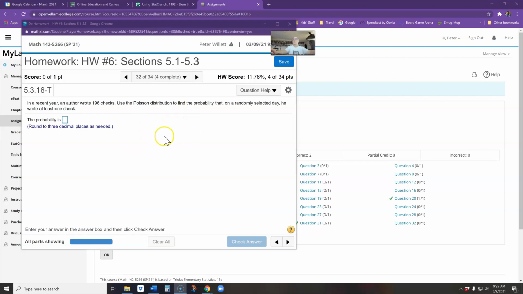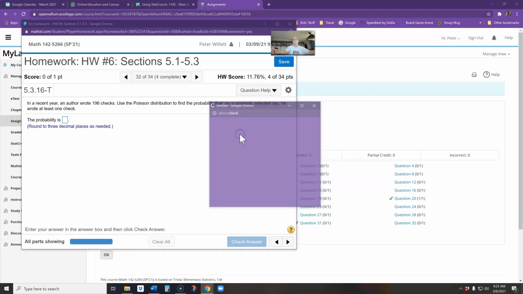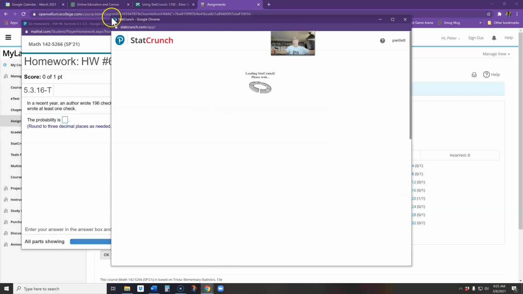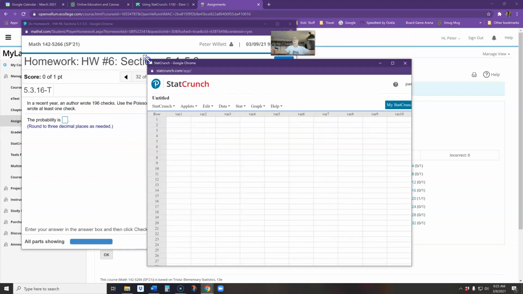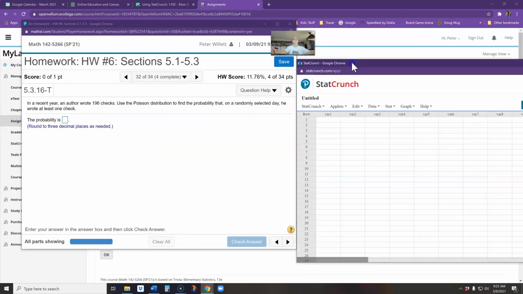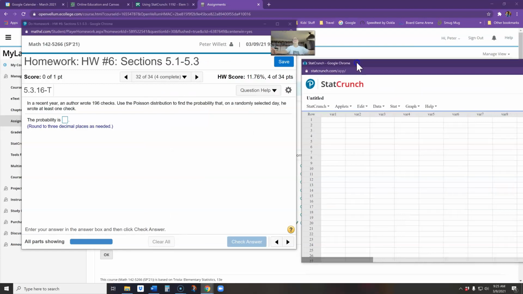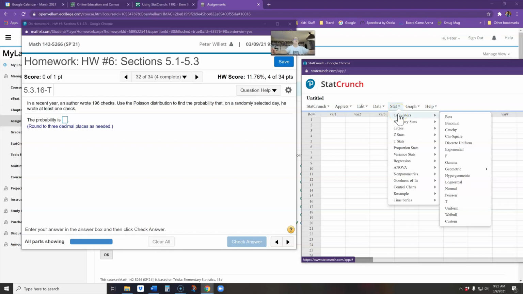Again, there's no data set to open in StatCrunch, but I do want to use StatCrunch, so I'm going to go to Question Help and click on StatCrunch. And then in StatCrunch, the calculator for a Poisson distribution will be under Stat Calculators, and then on the list you can go down to Poisson. So Stat Calculators, Poisson.